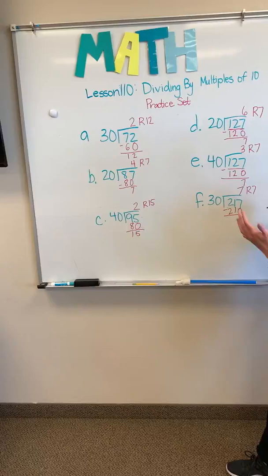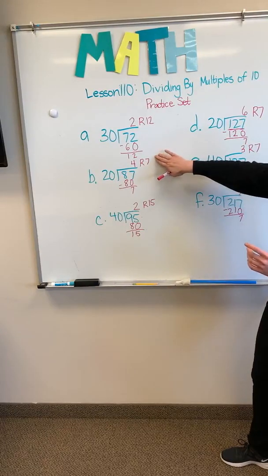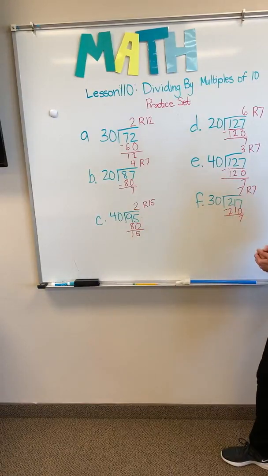Guys, are you noticing how Saxon does this? Remainder 7, remainder 7, remainder 7, remainder 7. They're trying to get us to figure something out. I don't know. But that is the practice set.